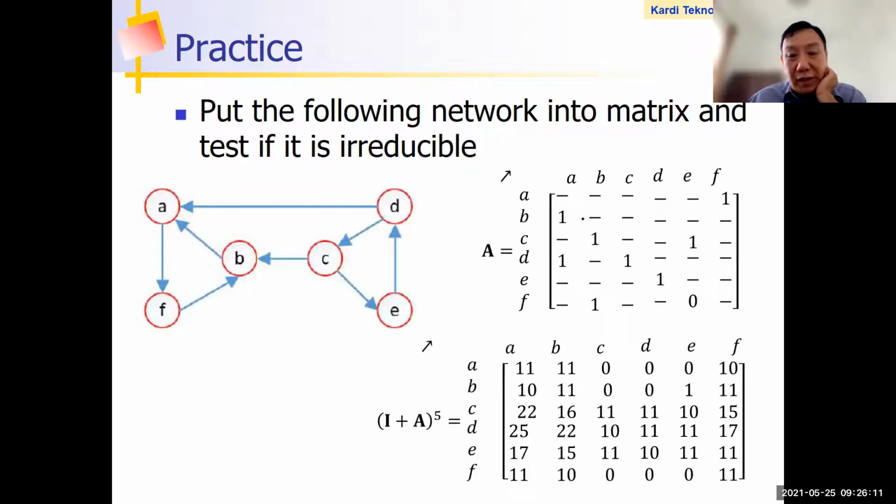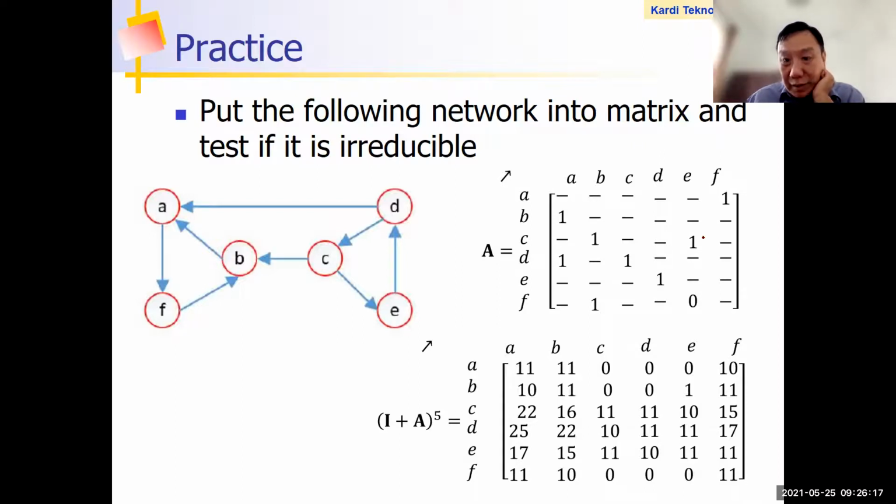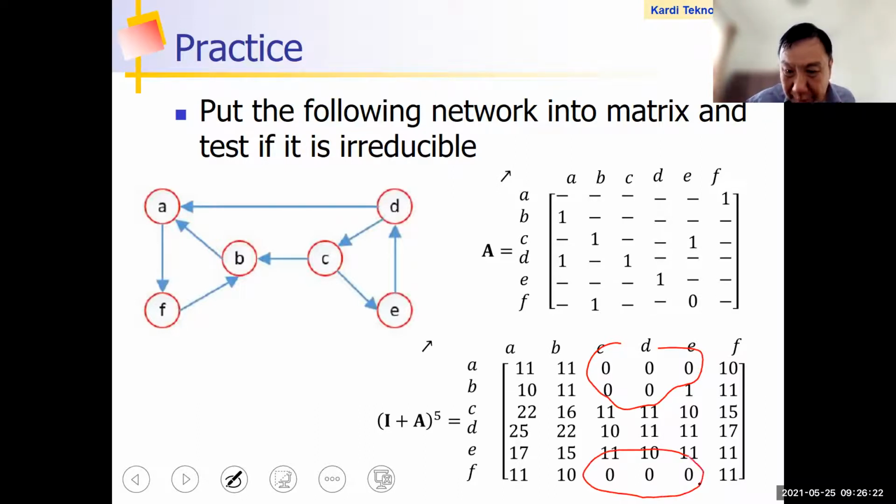So it's weakly connected. And you see here, we compute the test. You see there are some zeros. Can you see this? If you put it into the matrix, and you add the identity matrix and raise to exponent 5 in this case, because the number of nodes is 6, you will see there are some zeros. Not all are positive. Even if there is only one zero, that means this is reducible. Clear, yeah?